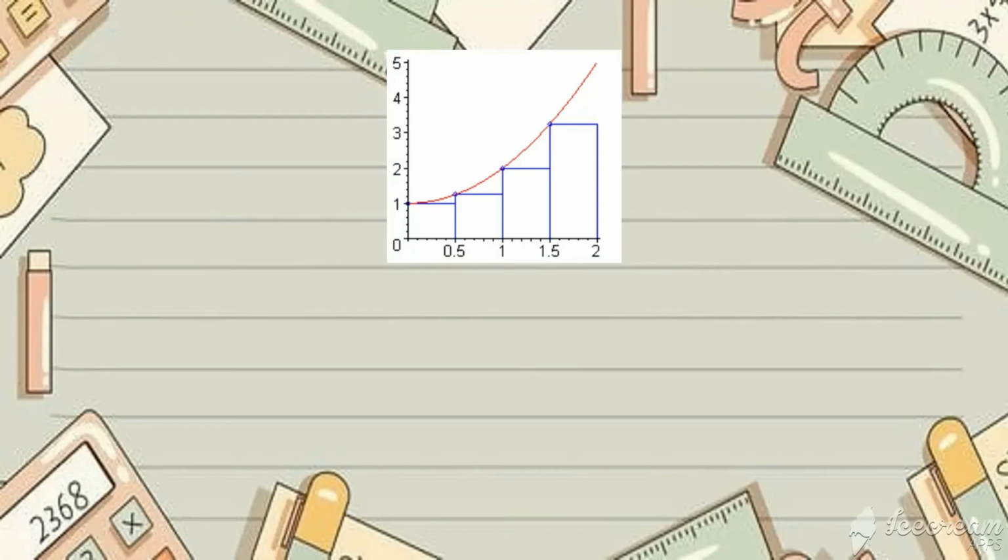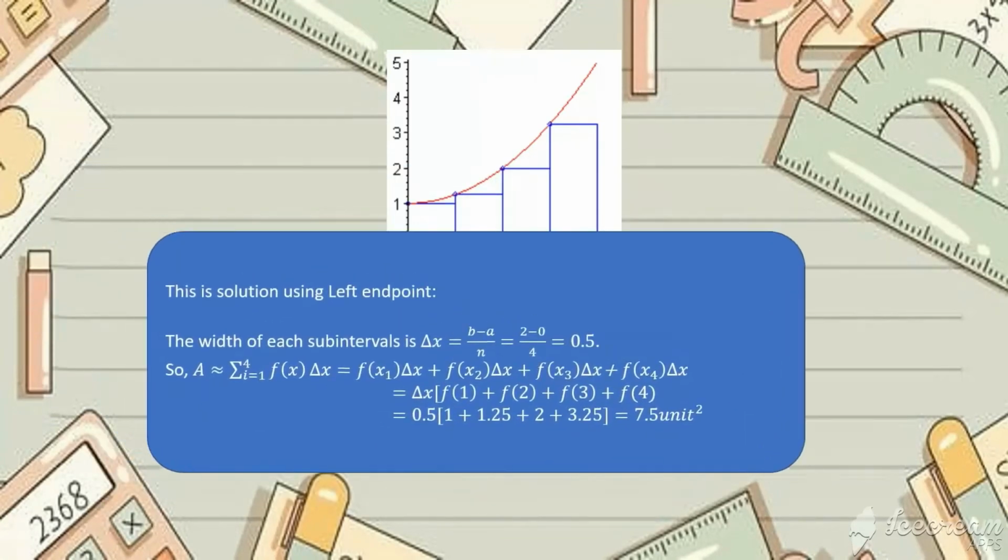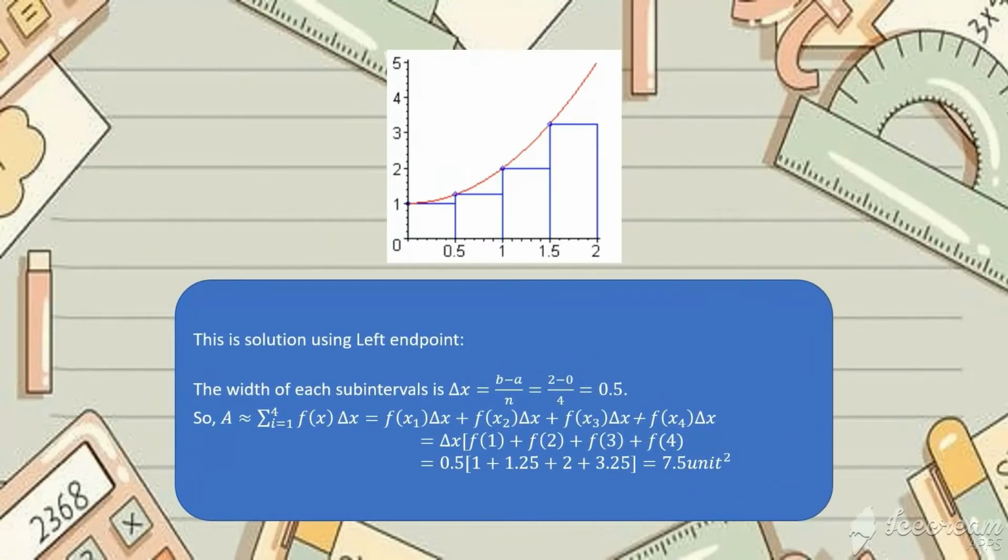This is the graph when we use the left endpoint. The width of each subinterval is delta x equal to (b minus a) over n, equal to (2 minus 0) over 4, equal to 0.5. So the area can be approximated by using this formula. So this is the last answer.